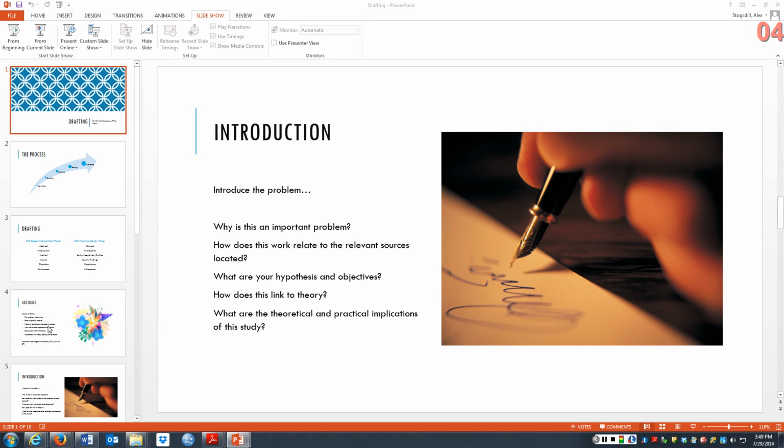Why is this an important problem in the first place? How does this work relate to the relevant sources that you located? How does your hypothesis relate to this other information you found? What are your hypotheses and objectives during this whole process? How does this link to theory? What are the theoretical and practical implications of this study, whether it's a literature review or not? Why are you doing it, and what does it mean? What are the findings that you determined? What is that going to mean for this population?